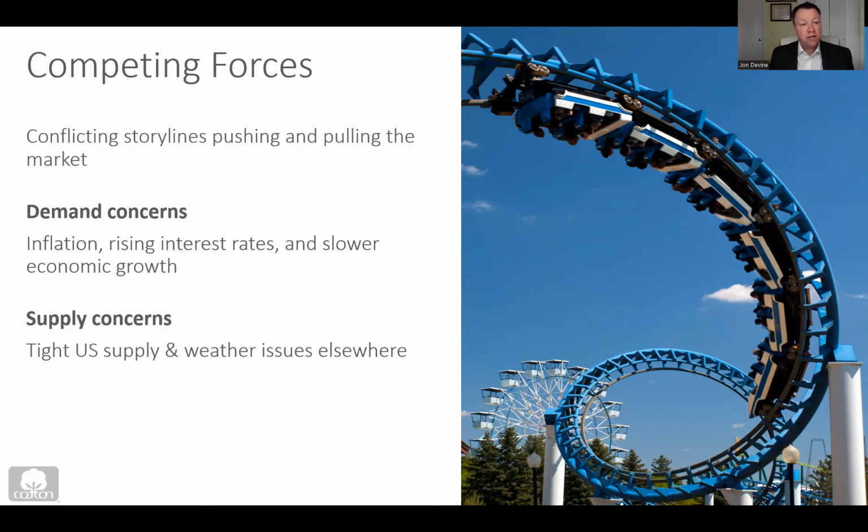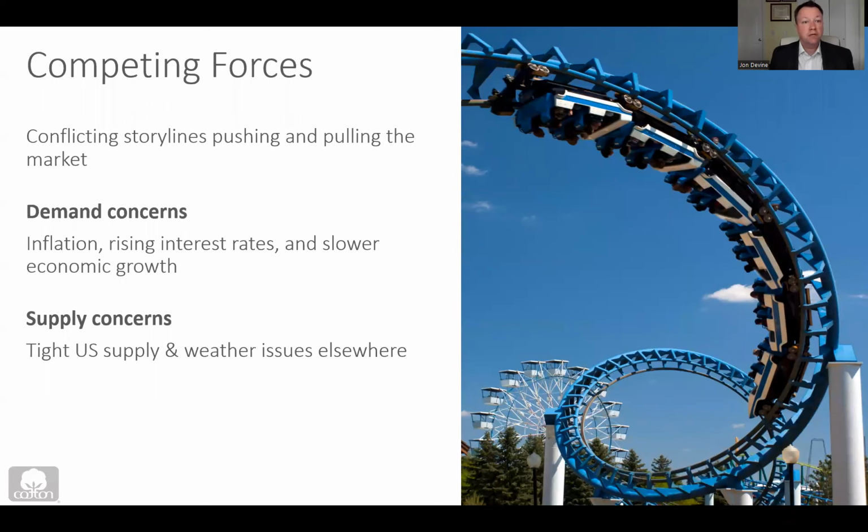Meanwhile, we also have supply concerns. Here in the US, of course, we've had severe weather issues. We've also had weather issues develop, particularly in Pakistan here recently. So there is some concern about tightness in supply, particularly in exportable supply, that could be pushing the market a little bit higher. So we have these two stories. During certain time periods, one dominates, and the other dominates during other time periods, contributing to all this volatility that we've been experiencing. Throughout the remainder of the talk, we'll cover both demand and supply.